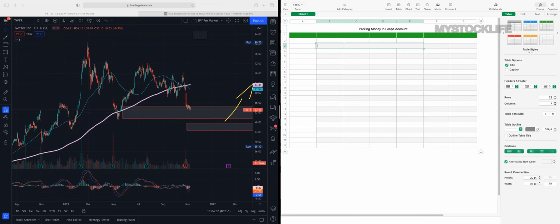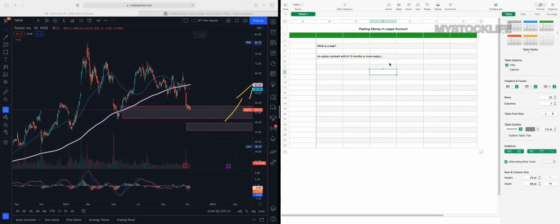All right. So what is a LEAP? That's the first question. Now you might get different answers online or from different people, right? That does not mean they're wrong. It just depends how you define it. I personally define it as an option contract with 8 to 10 months or more expiry.